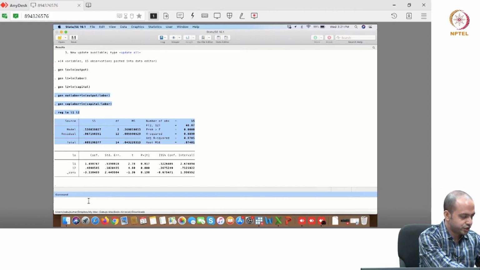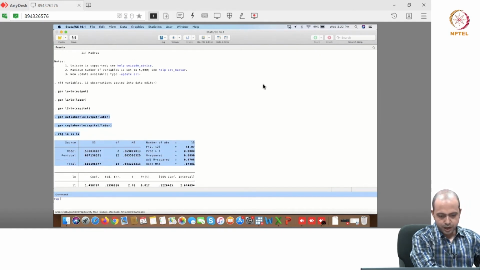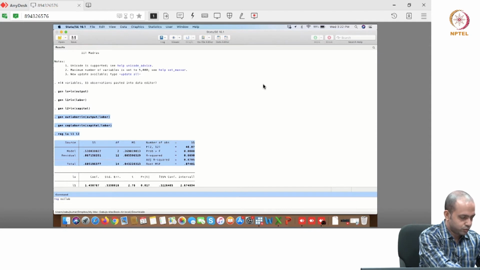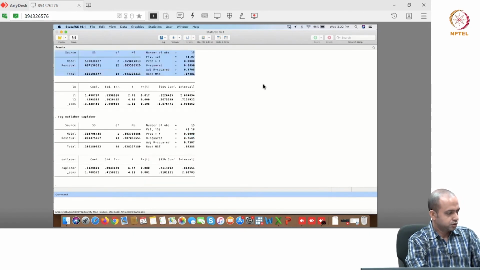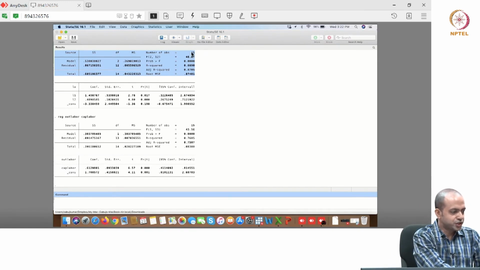Now you run the restricted version. What is the name I have given? Out lever, output per lever, is the dependent variable, and the independent variable is cap lever. This is the restricted version, and from it you can see the RSS is 0.0914. So these are the two things you have to keep in mind, and the total number of observations is 15.